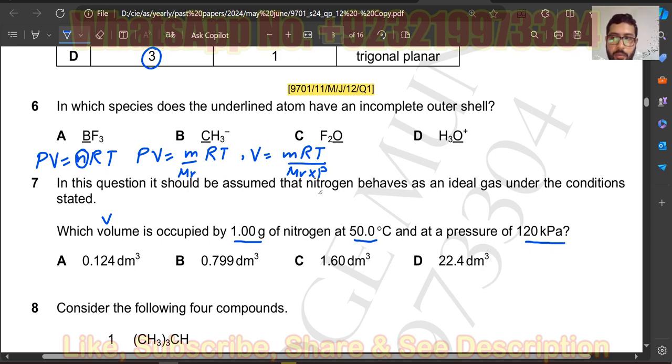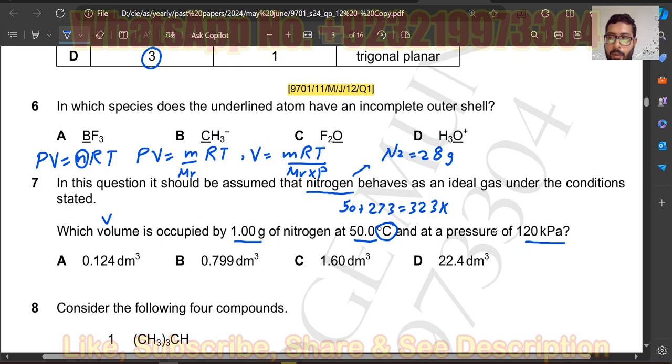Now we are given nitrogen here. Nitrogen means it is N2. The relative molecular mass of N2 will become 28 gram per mole. And then we are given the temperature, which is 50 degrees centigrade. We cannot use the centigrade unit over here. Instead, we have to convert into Kelvin. So it will become 50 plus 273, so the value will become 323 Kelvin.